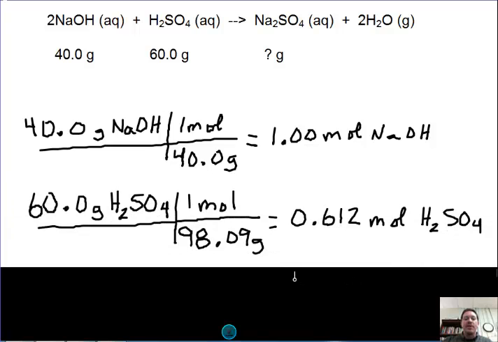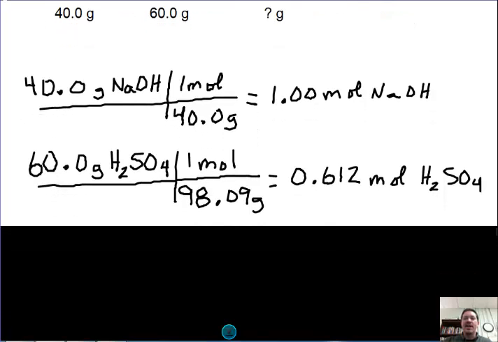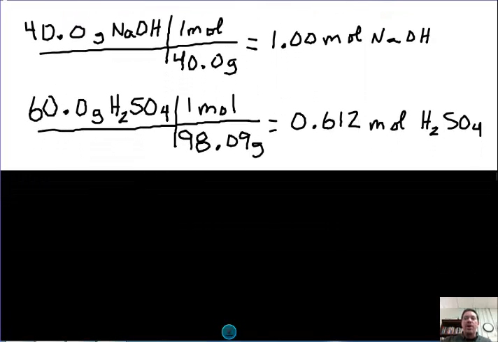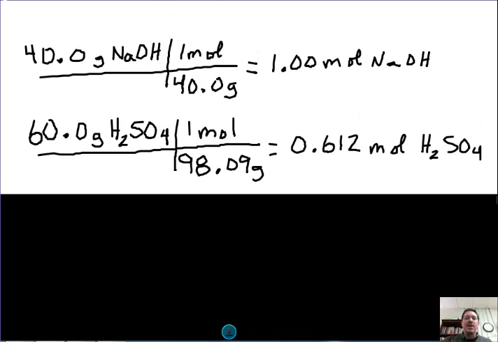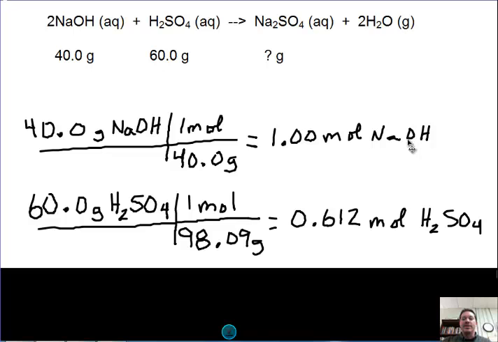I'm going to do the same thing with sulfuric acid. So I've got 60 grams of sulfuric acid, dividing by 98.09 grams, and this is again the molar mass of sulfuric acid. And I can find this from the periodic table. It's the mass of 2 hydrogens, the mass of 1 sulfur, and the mass of 4 oxygens added together. That gives me 0.612 moles of sulfuric acid. At this point, there's a couple different ways that I can compare these two numbers. What I have found to be easiest for me is to convert moles of one substance to moles of the other.